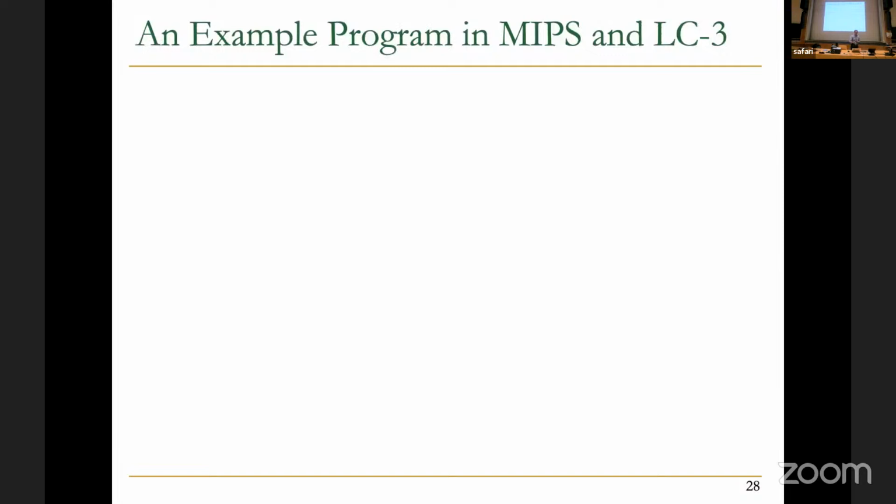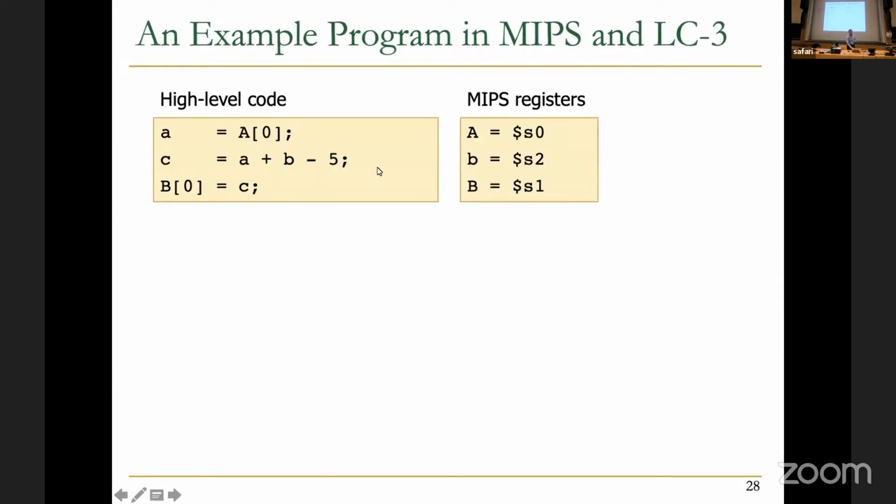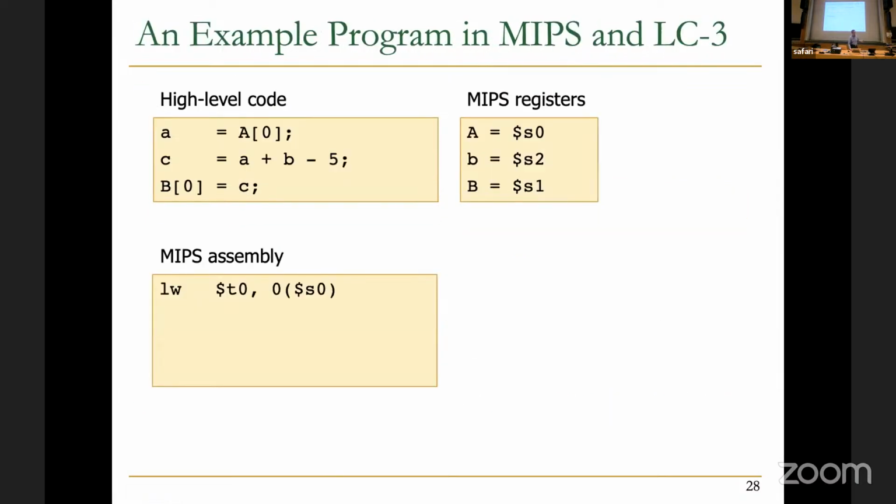Okay, let's take a look at an example program in MIPS and LC-3. I won't spend a lot of time on this, but this is a high-level code. It's doing loads, addition, subtraction, and a store, as you can see. Assuming that MIPS registers contain the address of A, the value of B and the address of B as follows, you can actually write an assembly program that executes this. And this is what it looks like. You basically first load the value A into a temporary register using the base plus offset addressing mode. It's A0, so the base is the address of the array, and then the offset is 0 because the index is 0, as you can see.